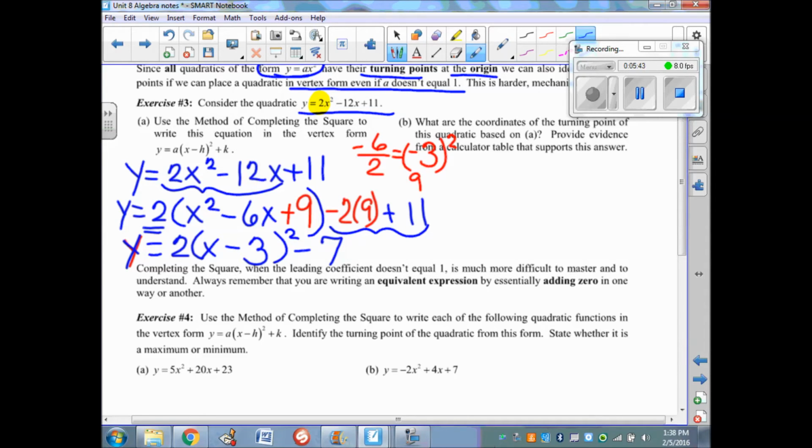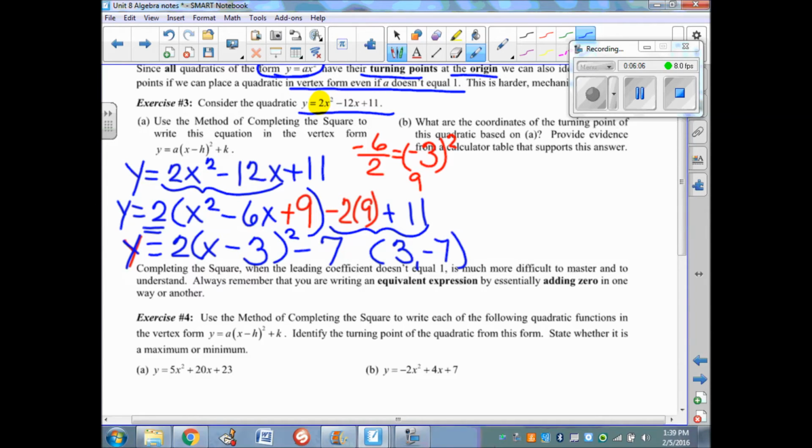Right now, the vertex has not changed. That 2 in the front, that A, does not change the vertex at all. Remember that the A just tells us how wide or how narrow our parabola is and whether it opens up or down. So the vertex is 3 to the right and 7 down.